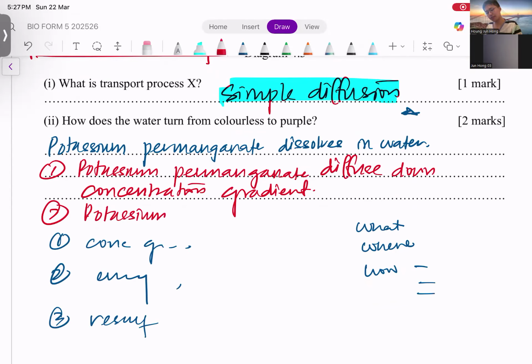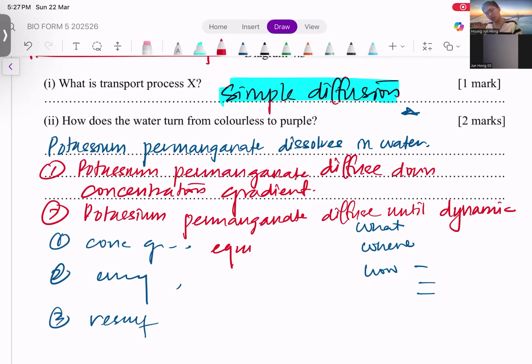Potassium permanganate will diffuse until dynamic equilibrium. You see, even though this question doesn't look like a proper transport question, there's no proper molecule, no proper site of transport, no carrier protein, whatever, it is still following the concept of passive transport: concentration gradient, equilibrium, and everything. So the point is the same. Even if it looks strange, you should still follow the same points.